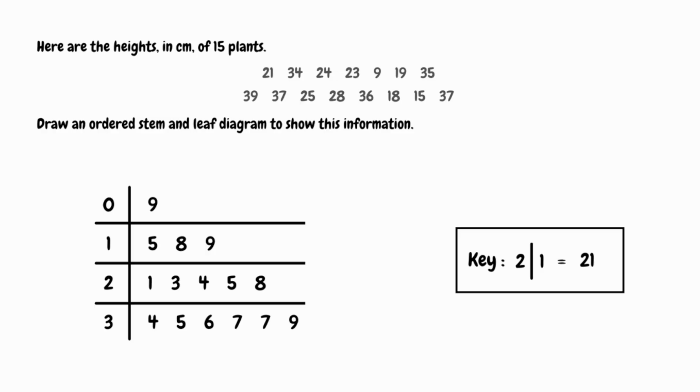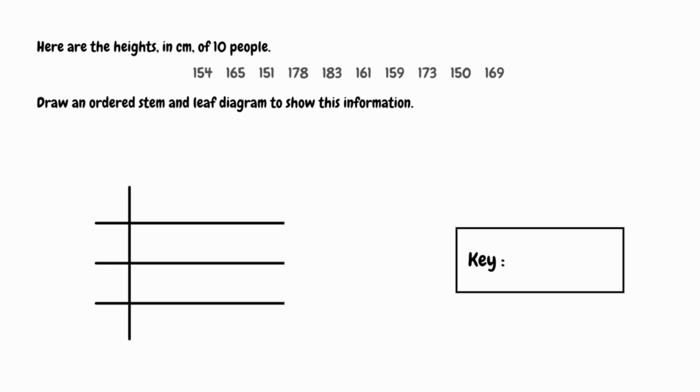Okay, we're going to take a look at one final example. So this time what we have here are the heights in centimetres of 10 people. We have to draw an ordered stem and leaf diagram to show this information. So we've now got 10 3-digit numbers.